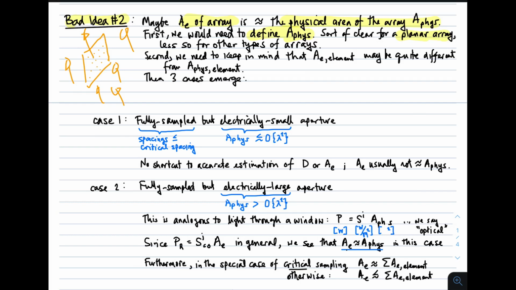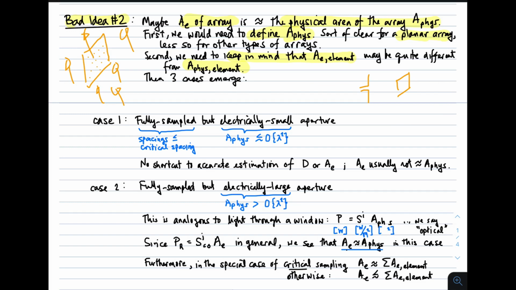The second problem is you need to keep in mind that the effective aperture of each element might be quite different from the physical aperture of each element. For sure, when you just have dipoles, the physical aperture of a dipole is vanishingly small, and yet we know the effective aperture is significant. But even if you have something like a patch, it's not really clear how the area of the patch relates to the effective aperture of the patch. So there are some issues with this thinking.